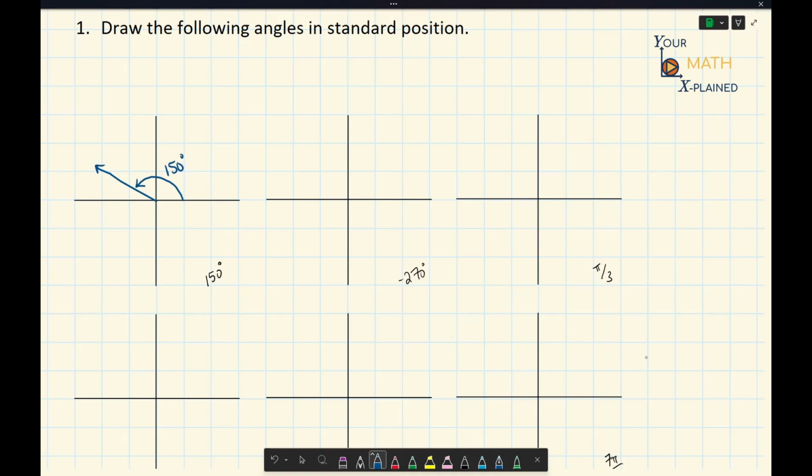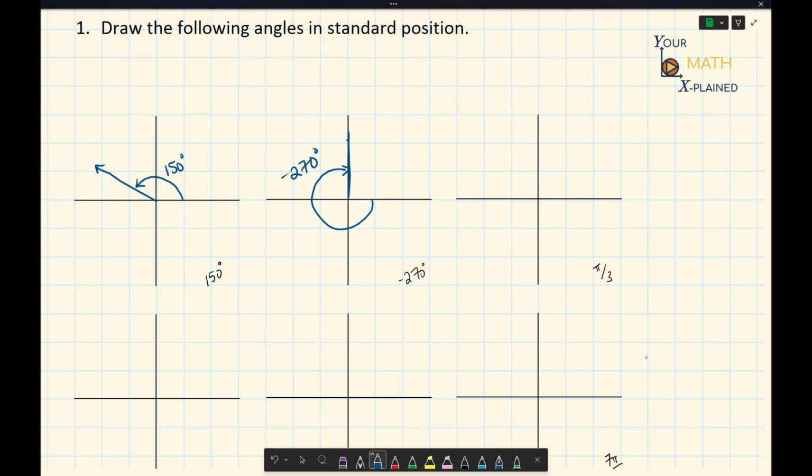Our next angle is negative 270 degrees. So because it's negative, we're going clockwise from our positive x-axis. So we're going to go 90 degrees, 180 degrees, and then 270 degrees will be up here. So that means our terminal arm is going to be right on the positive y-axis, and that is negative 270 degrees.